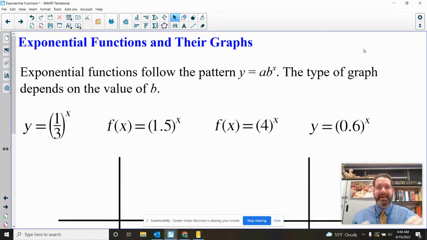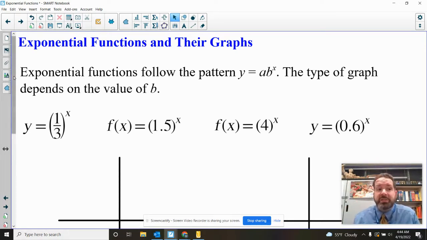Our focus this time is going to be on those curvy graphs that we saw in the previous part of the lesson. So the exponential graphs, they are called because, again, the variable is in the exponent. Now, they come in two types. We saw one type that curved up. We saw one type that curved down and flattened out. Those are the two types.